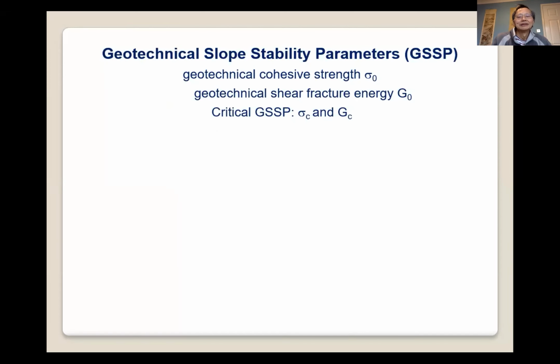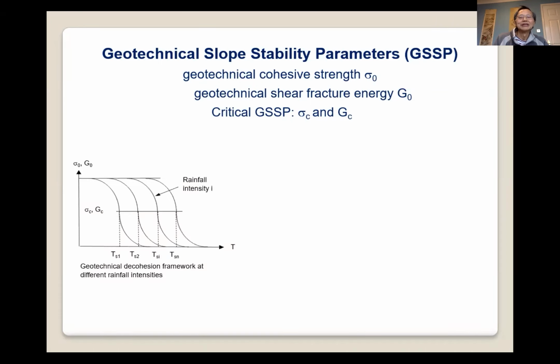Now, to describe slope stability, we can use such geotechnical slope stability parameters, GSSP. In our model, we introduce the geotechnical cohesive strength, sigma rho, and the geotechnical shear fracture energy, G rho. Their critical values are sigma C and GC. So this is fundamental to GSSP.